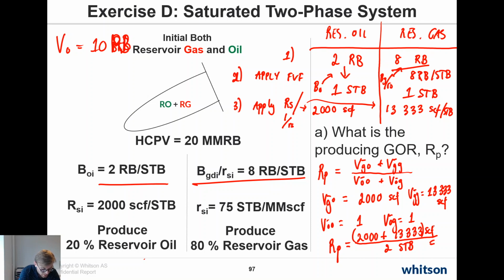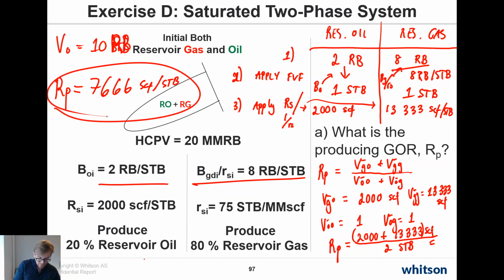And then if I just multiply that, okay, let's see here, and I divide by 2, the final answer is a producing GOR of around 7,666 scf per barrel. So that's the final answer. Good stuff.